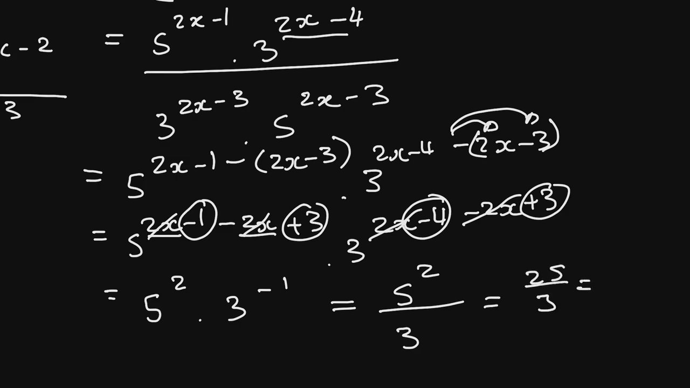Now 25 over 3, I don't know if it can be simplified, but you can just try to put that in your calculator. But I think this cannot be simplified, so this is our final answer.